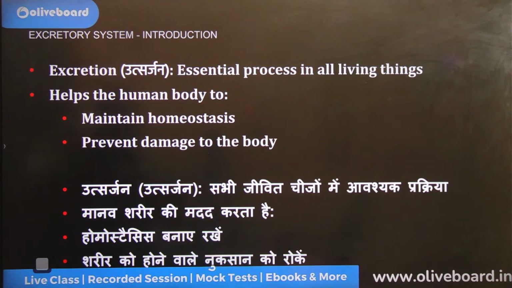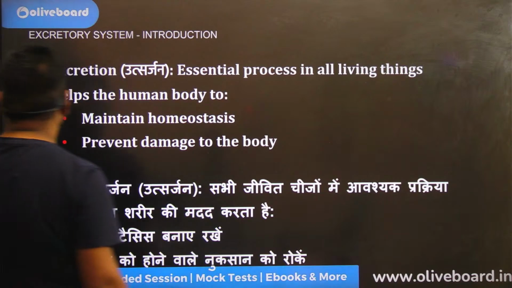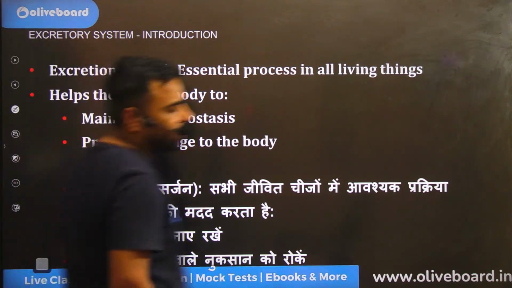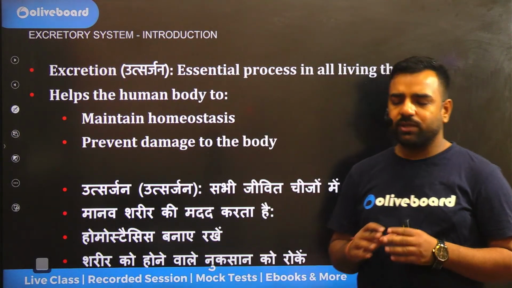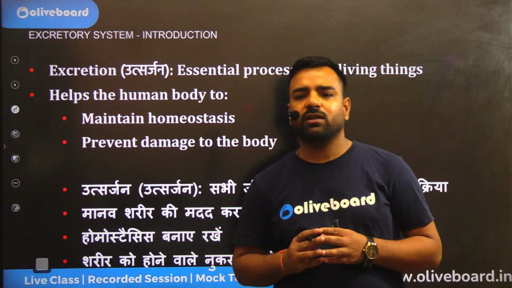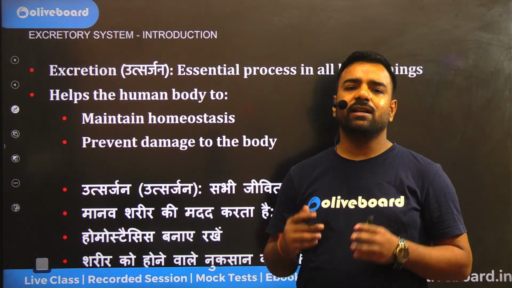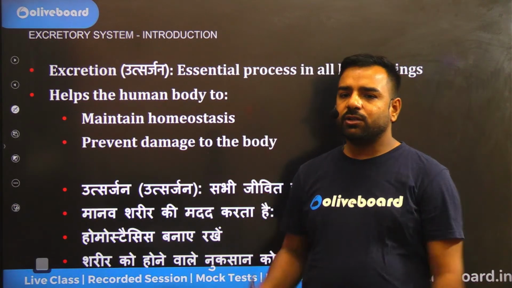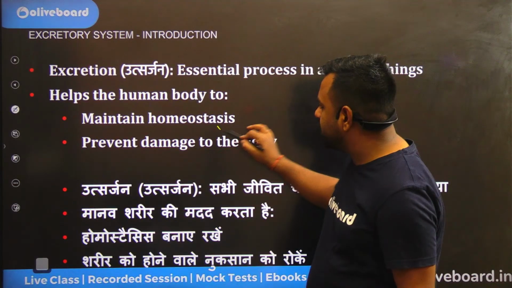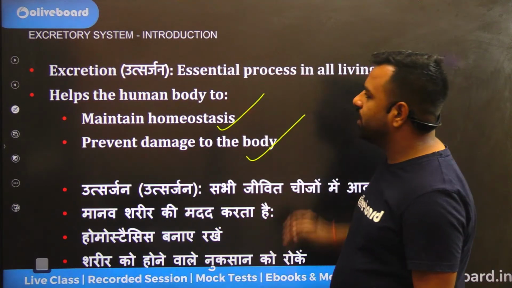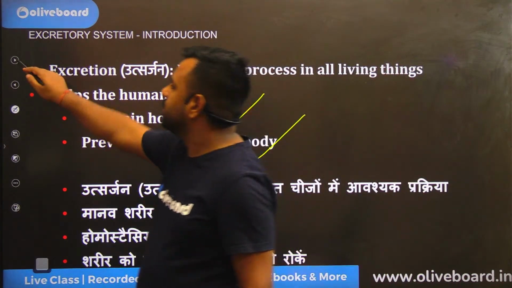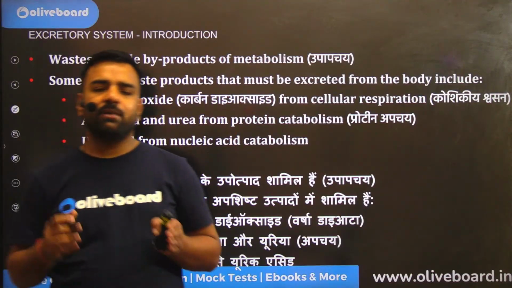Yeah. So what we have discussed. First of all, we discussed what excretion is. It is an essential process in all living organisms so that they can be healthy, that is, maintaining a healthy body. In order to maintain homeostasis and to prevent damage to the body, we need this process. There are certain organs by which waste is generated.